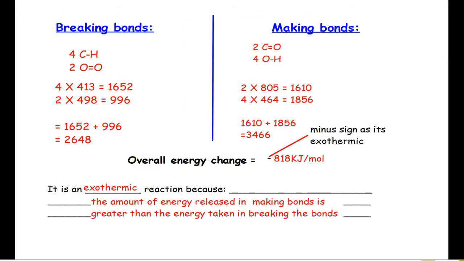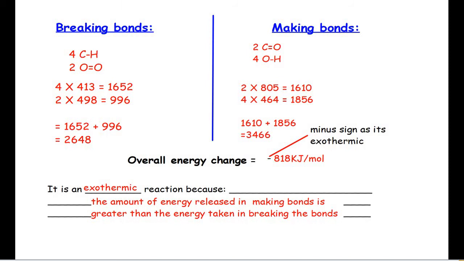And the overall energy change is the difference between the 3466 and the 2648. So you take them away. But because this side, the making bonds, is bigger than the breaking bonds, we put a minus sign there to show that it's exothermic. Heat is given out. Okay? And in the question on page 21, it gave you the bond energies in kilojoules per mole. So that's what you write your answer as.